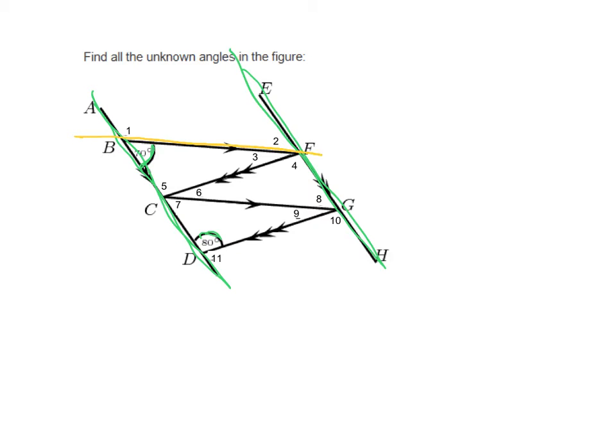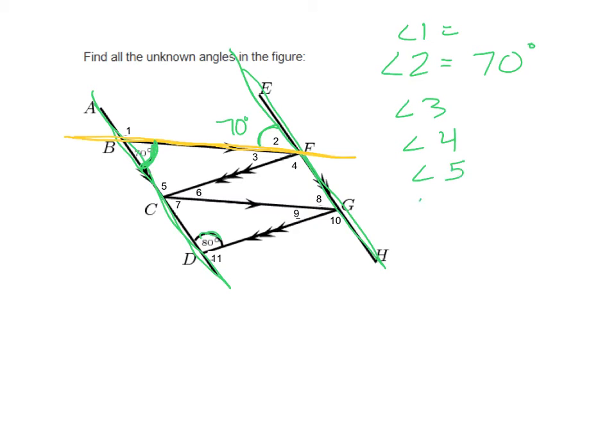This is a transversal that makes 70, so I'm going to come up with as much as I can, only looking at green and yellow angles. So this is 70. I know that angle 2 is 70 because those are alternate interior angles. It doesn't ask you why, so I'm just going to write the numbers. Angle 2, angle 3, I have to do angle 1 eventually. I could do angle 1 now. Angle 4, angle 5, angle 6, angle 7, angle 8, angle 9, angle 10, angle 11.